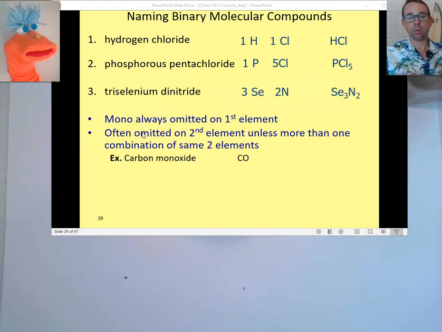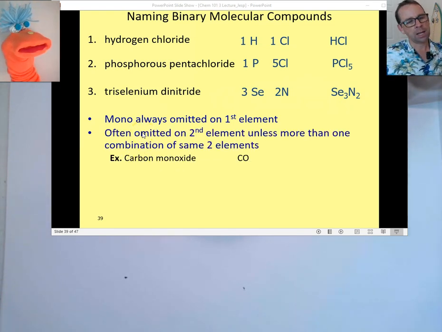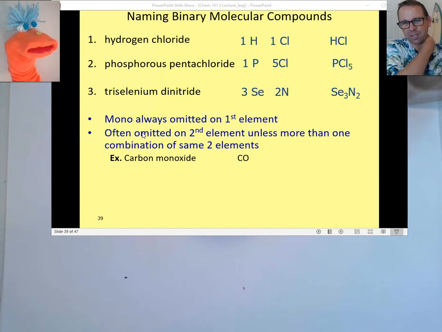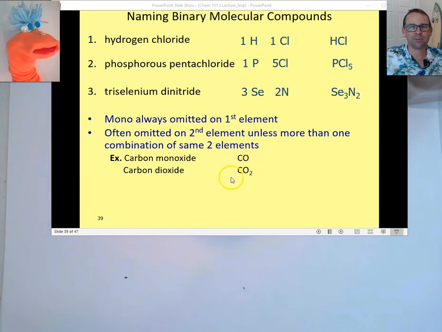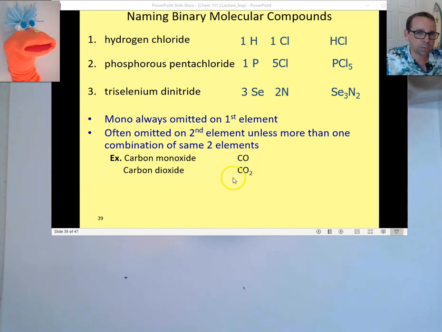Okay. Mono is always omitted if it's the first element. And if it's the second element, oftentimes it is, but sometimes it's not. So carbon monoxide is an example where we can't limit it. We need to have it there, because if we don't, then we can't tell the difference between carbon dioxide and carbon monoxide. We would just call them both carbon oxide, right? This is why we need these mono, di, and tri: to differentiate between the different combinations that our nonmetals can form when they come together.